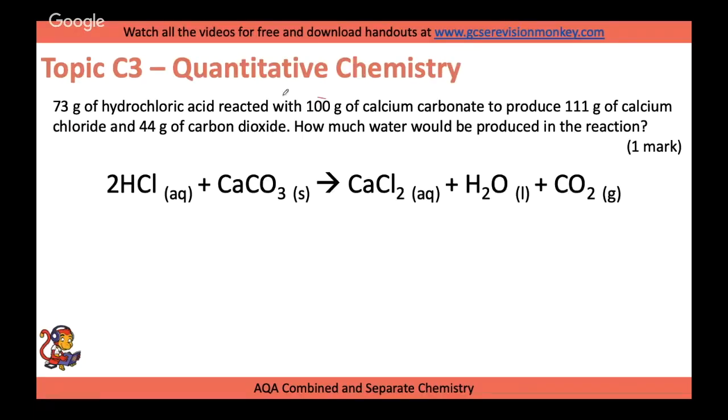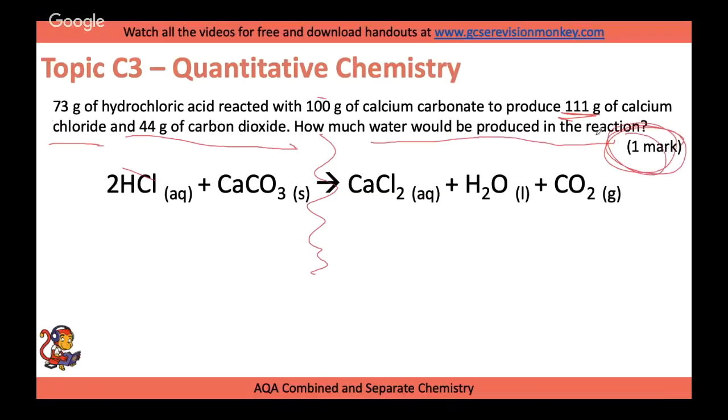I want you to look out for this one in the exam. It's the idea of the conservation of mass. Everything on the left, in terms of atoms and mass, must equal everything on the right. So this question looks very difficult. It says 73 grams of hydrochloric acid reacts with 100 grams of calcium carbonate to produce 111 grams of calcium chloride and 44 grams of carbon dioxide. How much water would be produced?